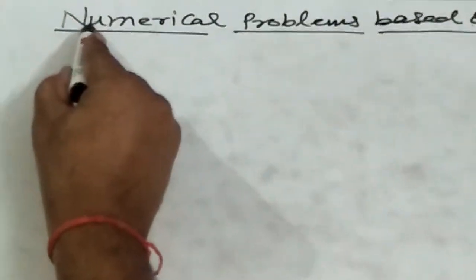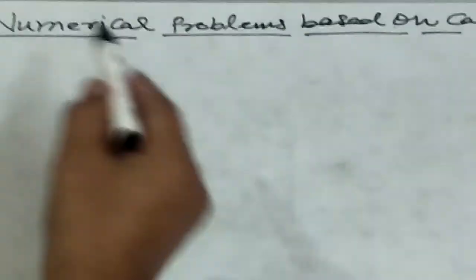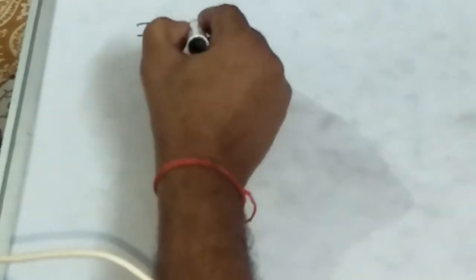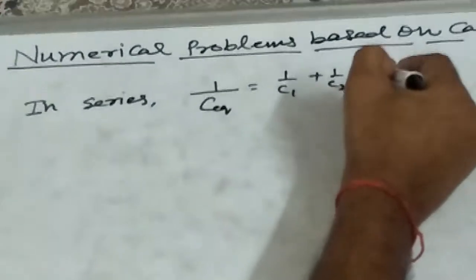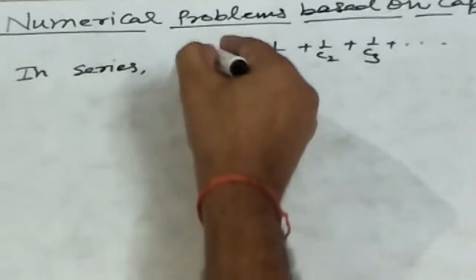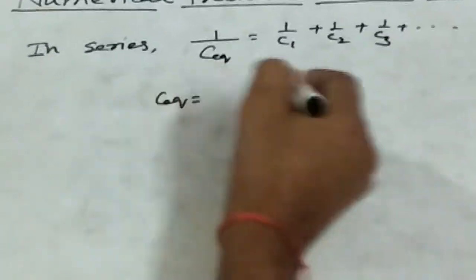In this video, I am going to discuss the numerical problem based on capacitor. But before I start this, first, once again, I would like to remind you, in series combination of the capacitor, equivalent capacitance 1 upon C equivalent is equal to 1 upon C1 plus 1 upon C2 plus 1 upon C3 plus so on. So in this way, first you will find out what is the value of 1 upon C equivalent, and then you will calculate what is the C equivalent.